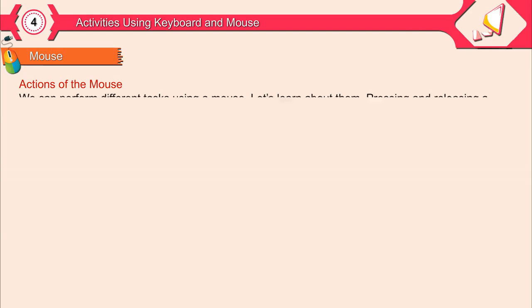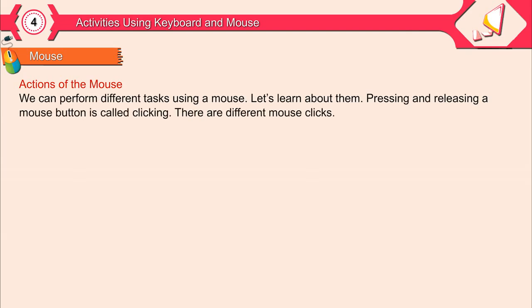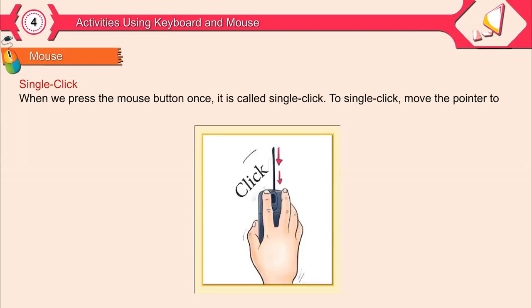Actions of the mouse. We can perform different tasks using a mouse. Let's learn about them. Pressing and releasing a mouse button is called clicking. There are different mouse clicks. Single click. When we press the mouse button once, it is called single click. To single click, move the pointer to any object. Click the left mouse button, and the object is selected.